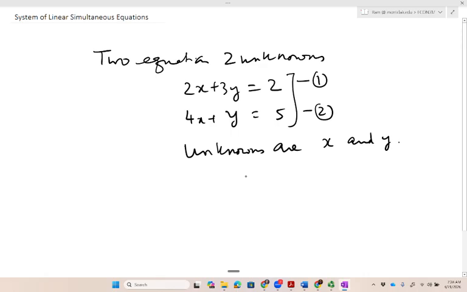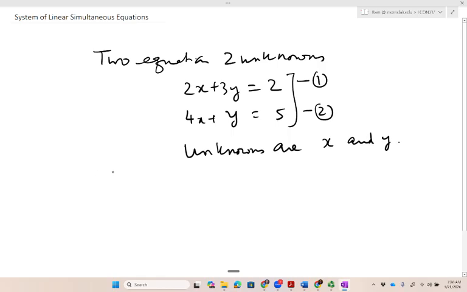Notice x and y appear in linear form, so both are raised to the power 1. That's how we will call this system of equations linear equations. Any solution we find, values of x and y, must satisfy each one of these two equations simultaneously.